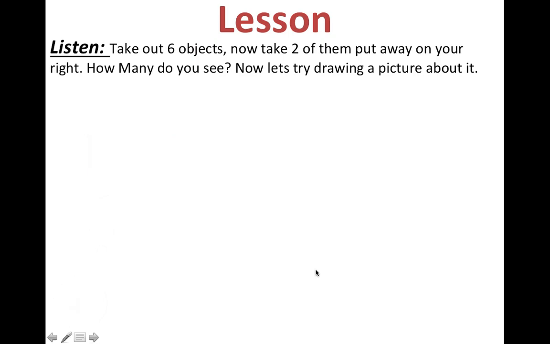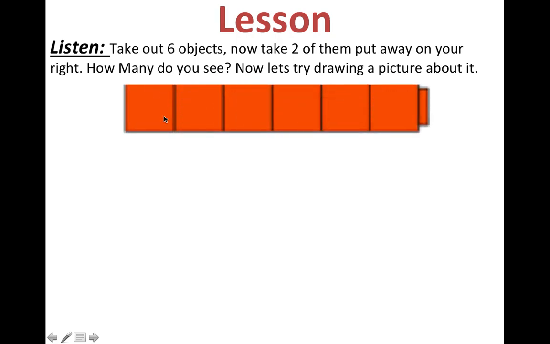So now let's get to our lesson. At this time, please put your materials to the side and let's listen for the story. It says take out 6 objects, right? So I'm going to take out 6 objects, or I have 6 counters here. I'll take out 6 counters, and I'm going to decide to put 2 of them away. So I'm going to cross off 2 to show that they're away.